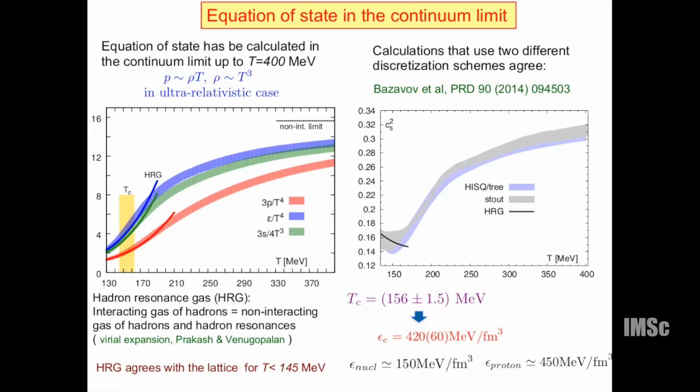At low temperature, you could also calculate the hadron resonance gas. Lattice calculation agrees with the hadron resonance gas pretty well. And the energy density at the transition temperature of about 400 MeV is kind of the energy density inside of the proton, and it's 3 times larger than the energy density of normal nuclei.